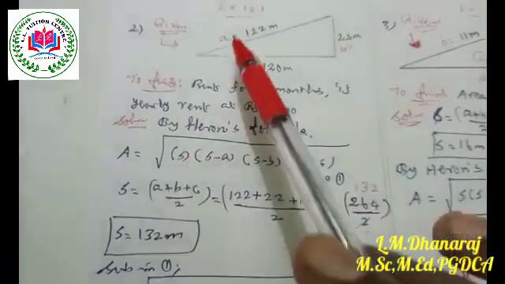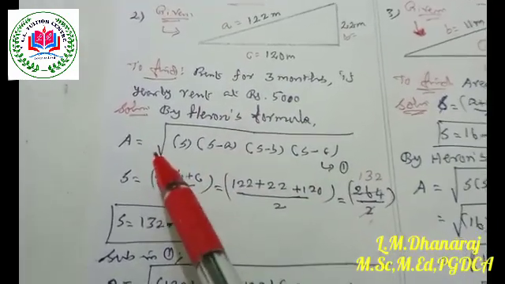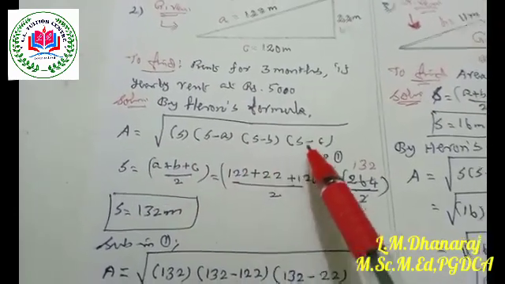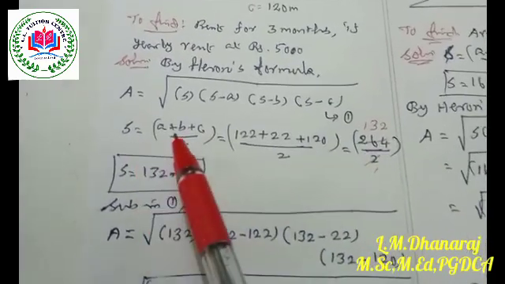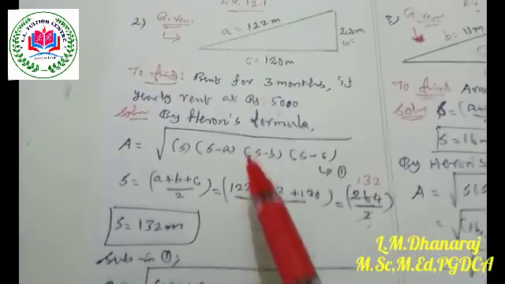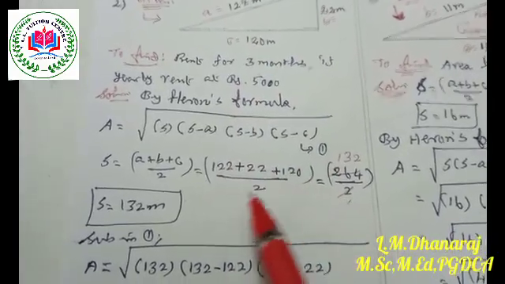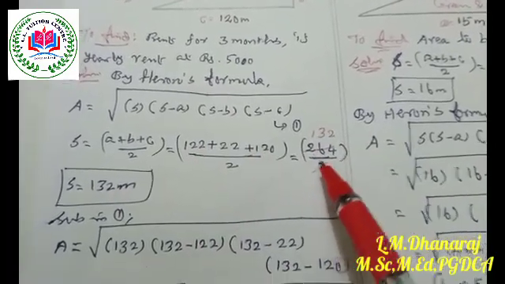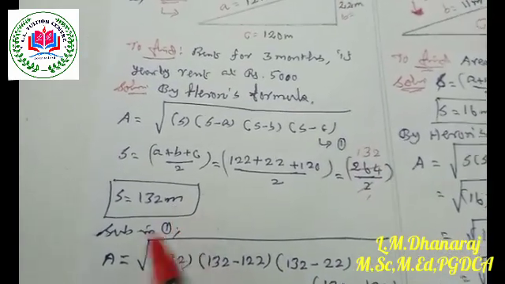Since it is a triangle, by using Heron's formula, we know that area of triangle is equal to square root of S into S minus a into S minus b into S minus c. Make it as equation number 1, where S is equal to a plus b plus c divided by 2. So a is 122 and b is 22 and c is 120 divided by 2. So when we add these three, we will be getting 264 divided by 2. By cancellation, we will be getting S is equal to 132 meters.